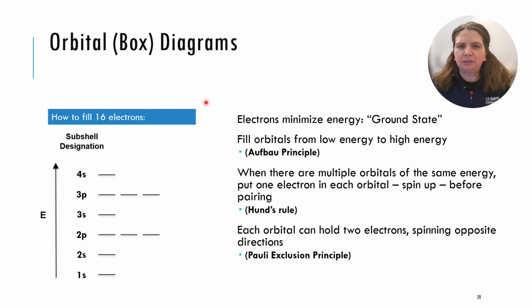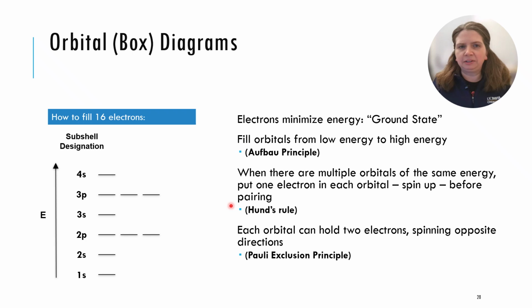Generally speaking, electrons try to minimize their energy. The lowest energy arrangement of electrons is called the ground state. There are three principles that guide how electrons fill these orbitals. The first is called the Aufbau principle, which states that orbitals fill from the lowest energy to the highest energy. The second rule applies when there are multiple orbitals of the same energy. In that case, electrons will occupy each orbital one at a time before pairing up. This is known as Hund's rule.